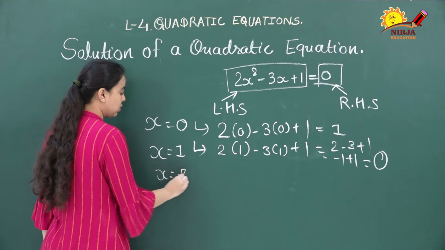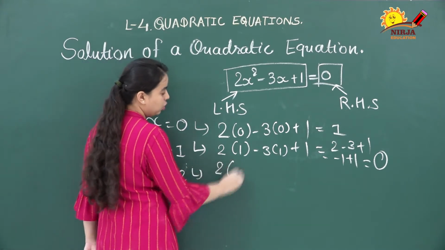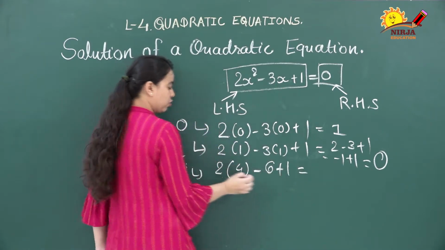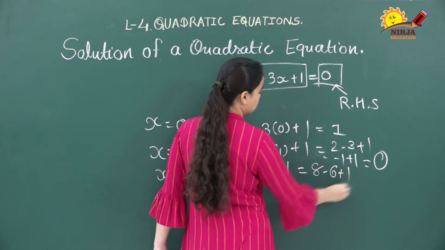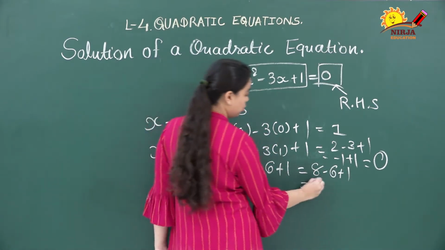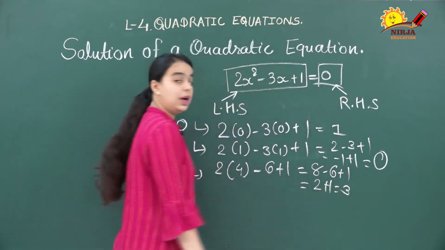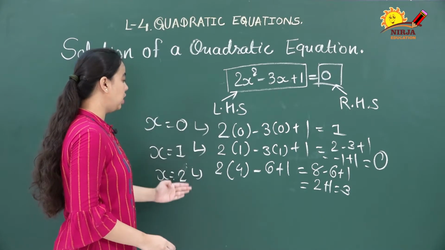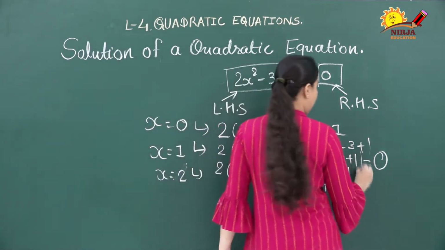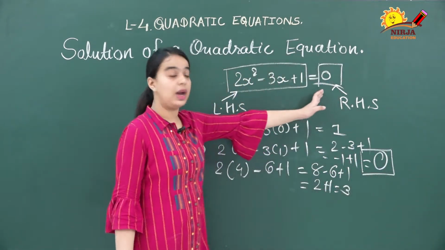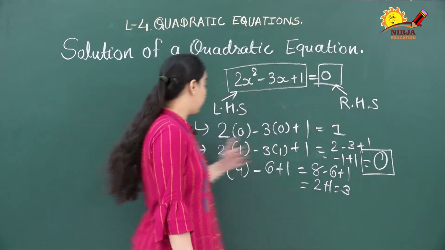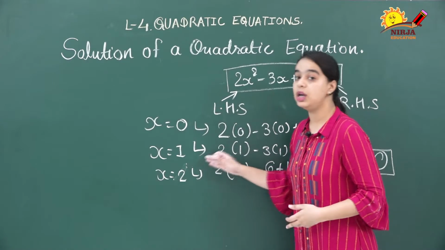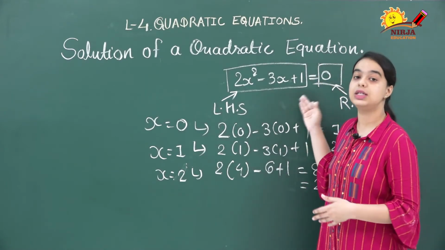Now let's take x equal to 2 for this. 2 square is equal to 4, minus 3 2s are 6, plus 1. 2 4s are 8, minus 6 plus 1. 8 minus 6 is equal to 2, plus 1 is equal to 3. So my dear children, we have taken 3 different values for x: 0, 1 and 2. And if you have noticed, we got the answer 0, that means the answer equals our right hand side, for the value of x is equal to 1. So we can say x is equal to 1 is the solution of this quadratic equation.